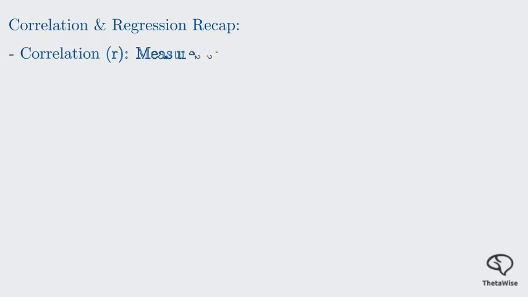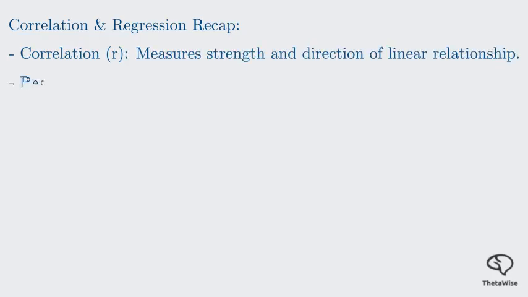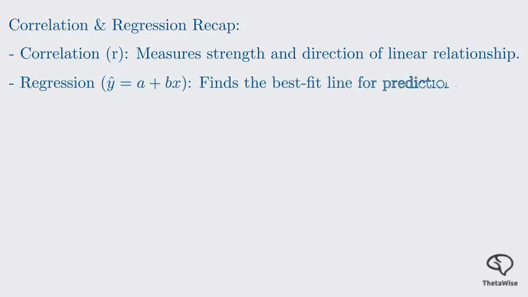Let's quickly recap correlation and regression. Correlation measures the strength and direction of a linear relationship using the coefficient R. Regression finds the equation of the best fit line, y hat equals a plus b times x, which we can then use to make predictions. These two techniques are fundamental for exploring and modeling relationships between variables in biostatistics.